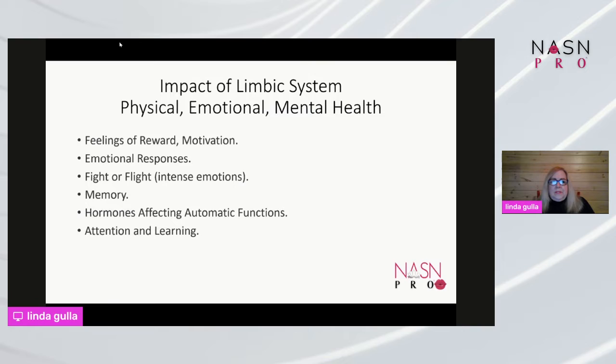The impact of the limbic system with physical, emotional, mental health include feelings of reward and motivation, emotional responses, the fight or flight, which is our intense emotions, memory, hormones affecting automatic functions, attention, and learning. So these are many of the things that impact the limbic system.